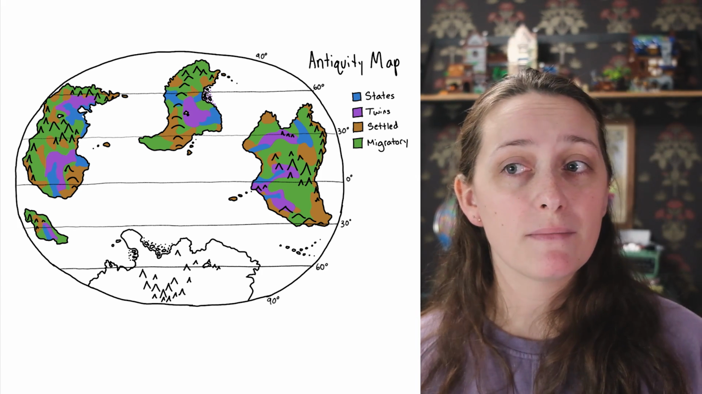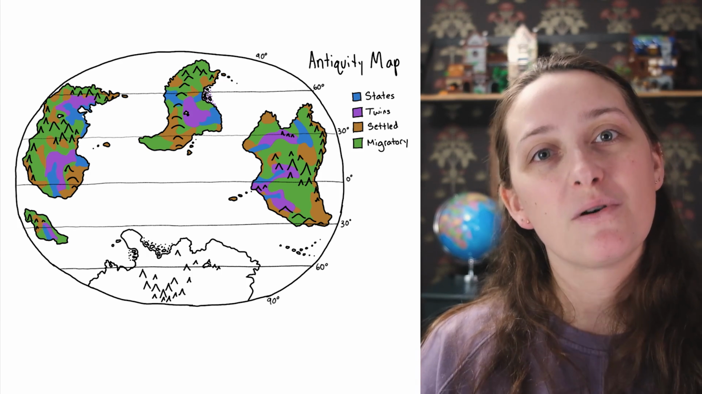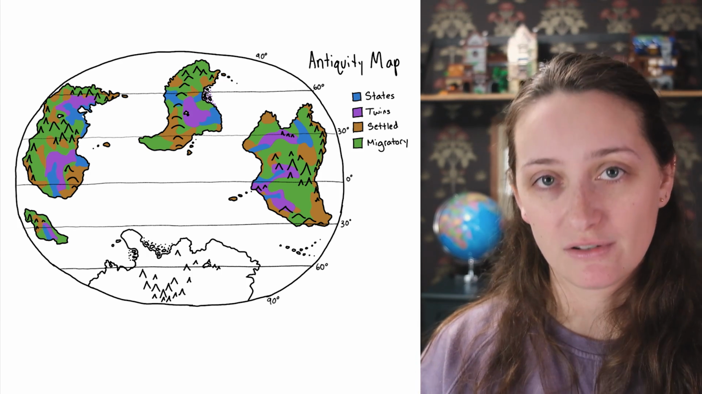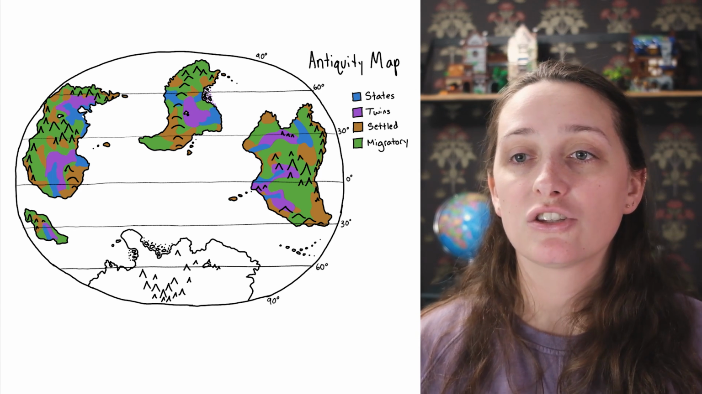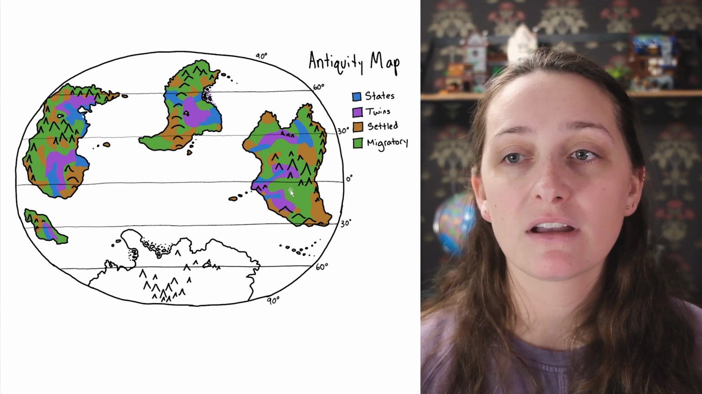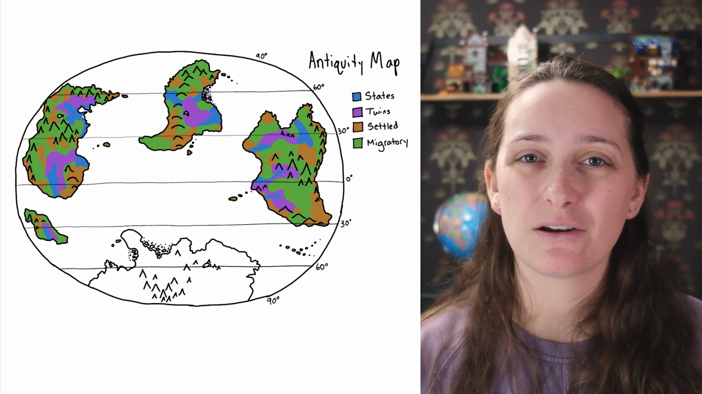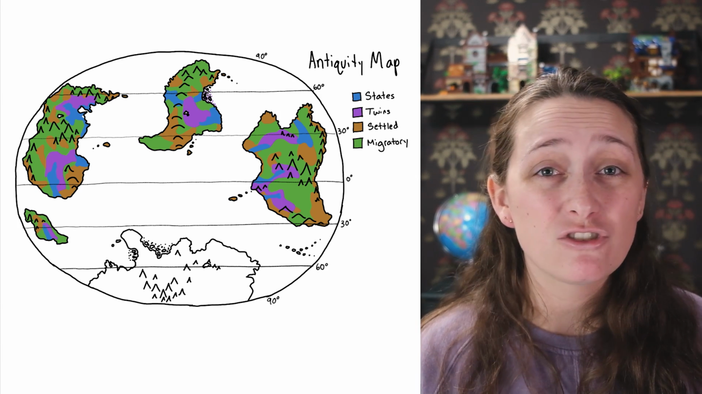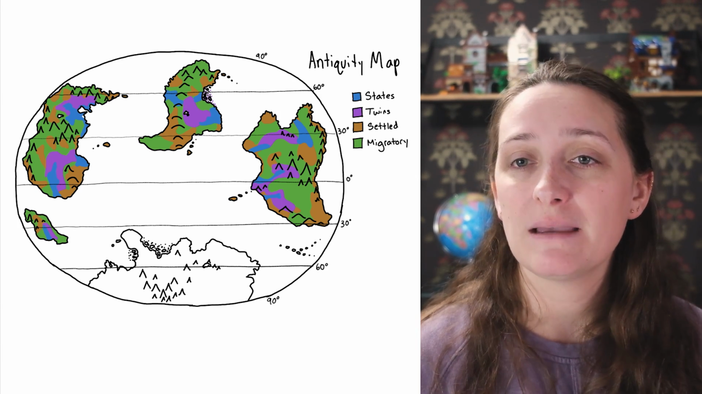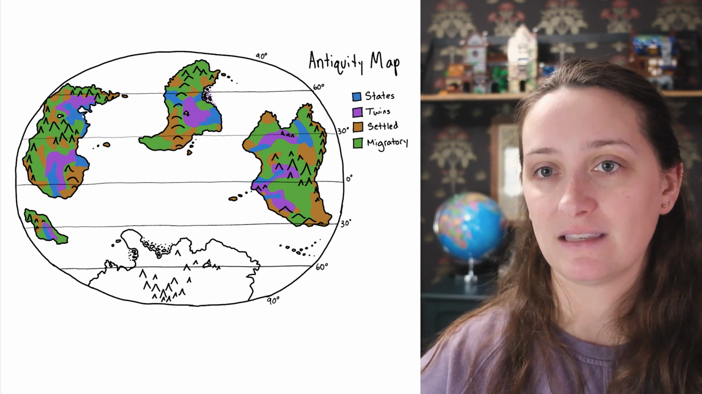Because something important to remember here is that states are going to be the most densely populated, followed by your settled groups, followed by your tribes and your migratory populations. So even though I have this entire area marked as green, that does not mean that there would actively be migratory groups moving through that area much, if ever. So just keep that in mind. There's a lot of open space in here.